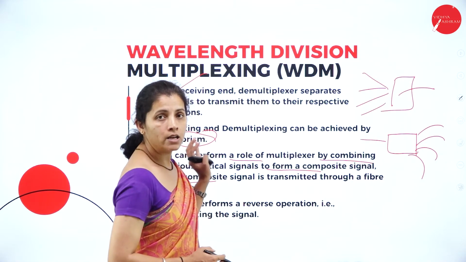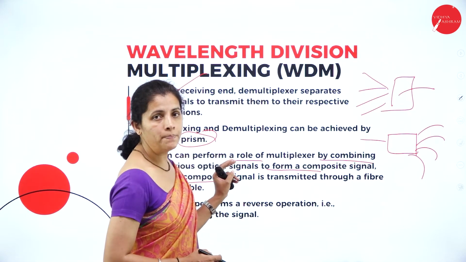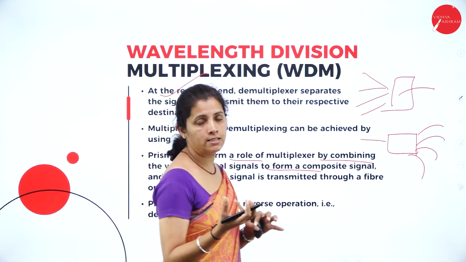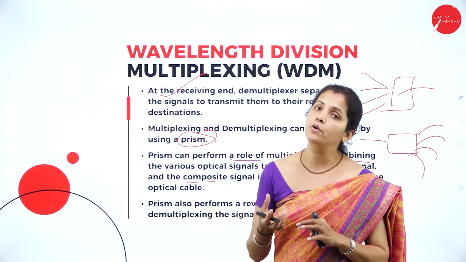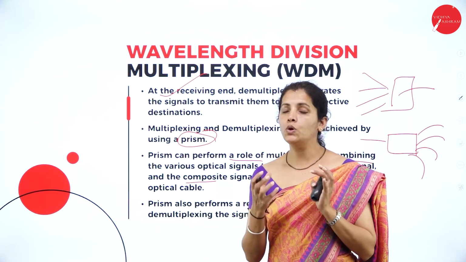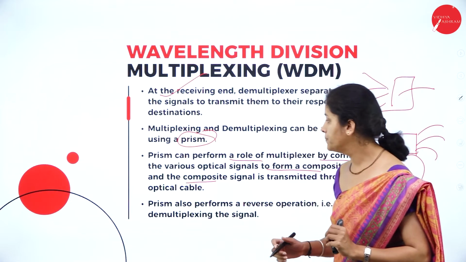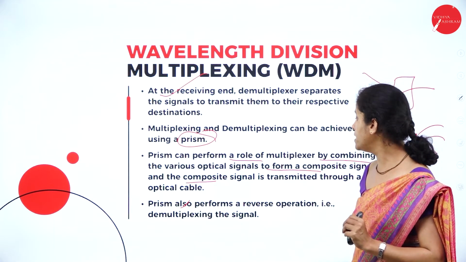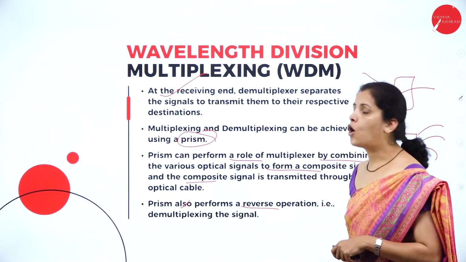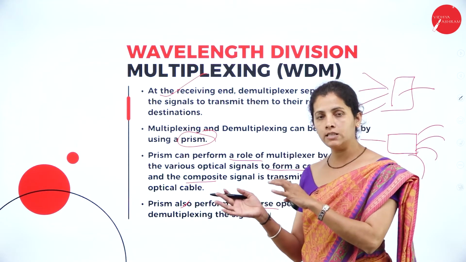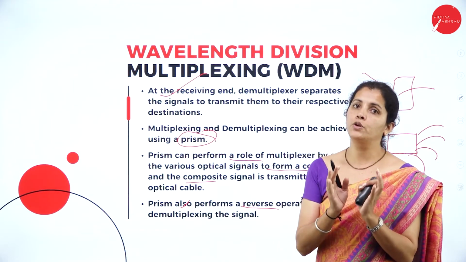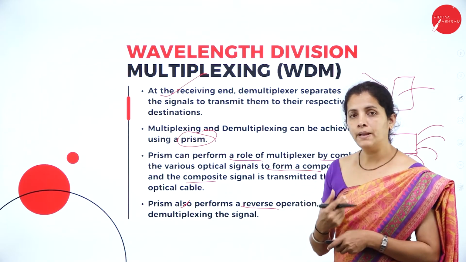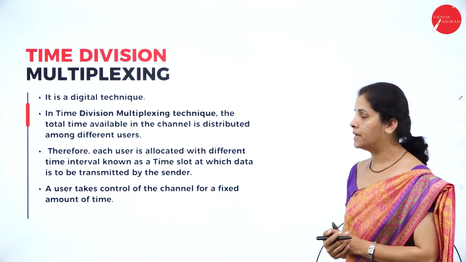So at the receiver side I'm going to have the demultiplexer in order to extract the signals, but at the sender side I'm going to have the multiplexer to combine the signal. So prism is also responsible for performing a reverse operation. So at the sender side as well as the receiver side I'm going to use prism. So it's going to act like a multiplexer as well as demultiplexer.